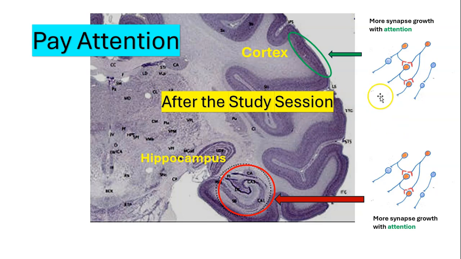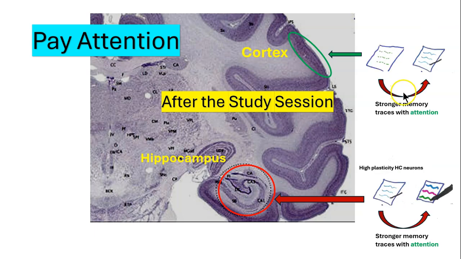Now, after the study session, that's the phase of synapse growth. So if we were paying attention, we're going to have more synapse growth among cortical neurons, forming the memory trace, than if we were not. And likewise in the hippocampus, more synapse growth with attention than without attention. So the memory traces are going to be enhanced by attention.